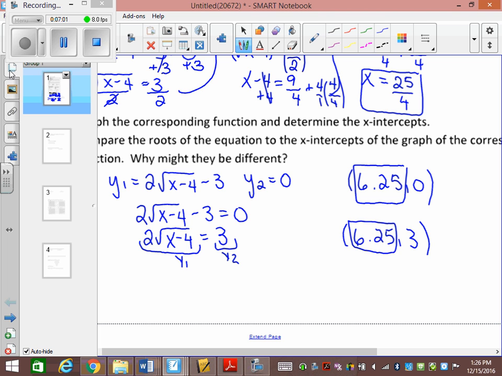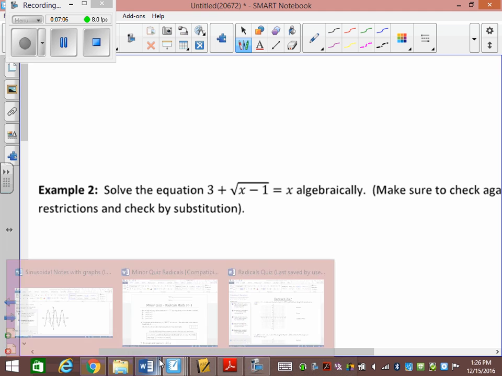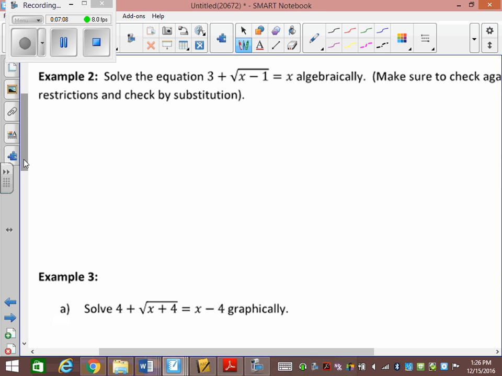So something to think about. You try this one. Solve this and make sure to check for restrictions and check by substitution. I want you to solve this, give me the restrictions, and then check it by substitution.